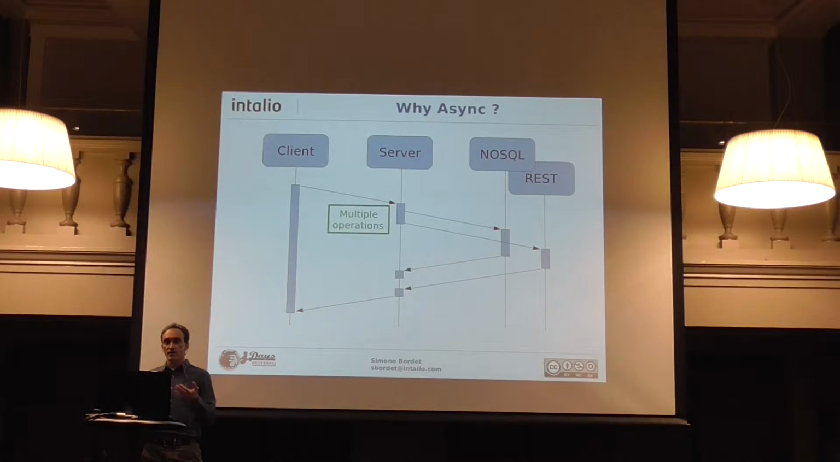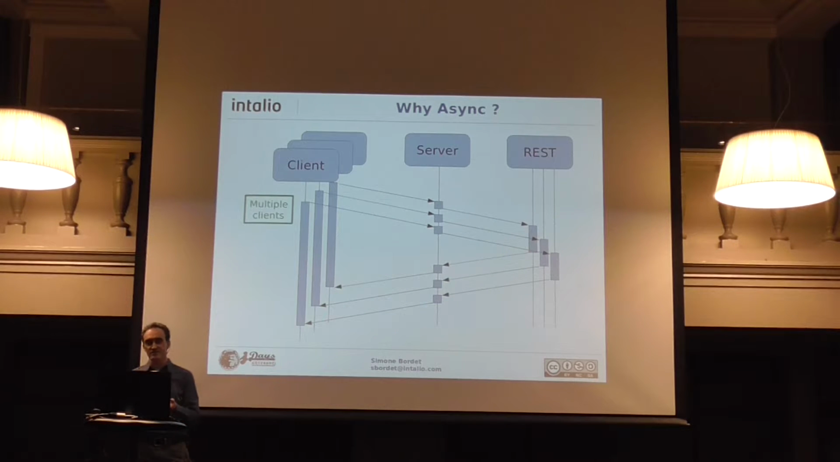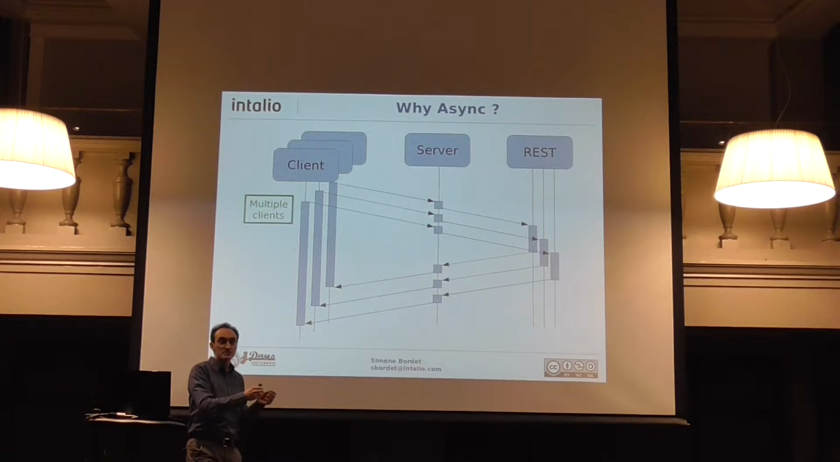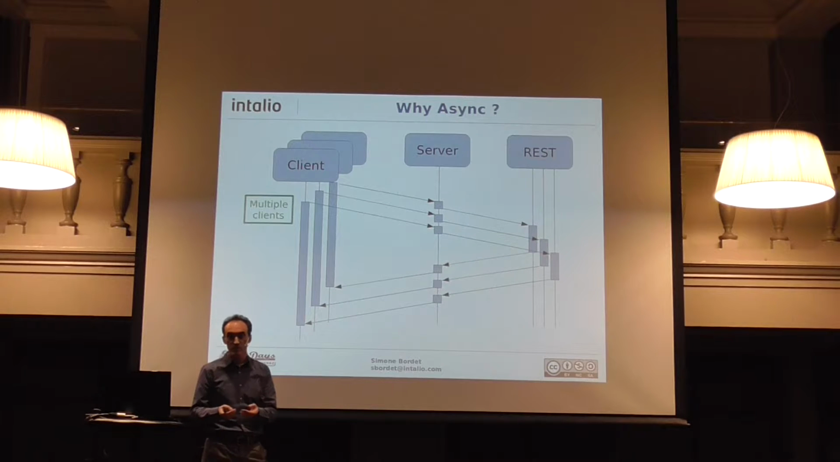So if we go async, with the same thread we can do multiple parallel operations. What is the other thing that we can do? We can serve more clients. The first client makes a request, then this thread goes back to the pool. The same thread is picked from the pool again, and it can serve a request from a second client, then goes back to the pool, gets picked again to serve a third request for another client. So not only can we do multiple things with the same thread, but we can serve multiple clients with the same thread.